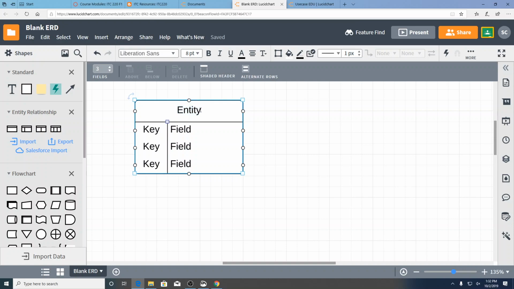So if we were doing this Jiffy Lube kind of thing, you would probably have an entity like vehicle, right? Remember how we were grouping things?